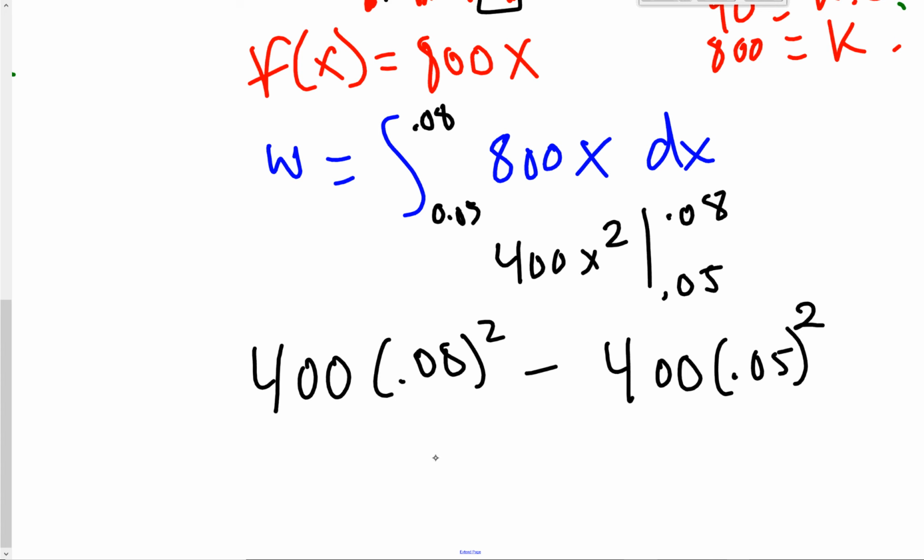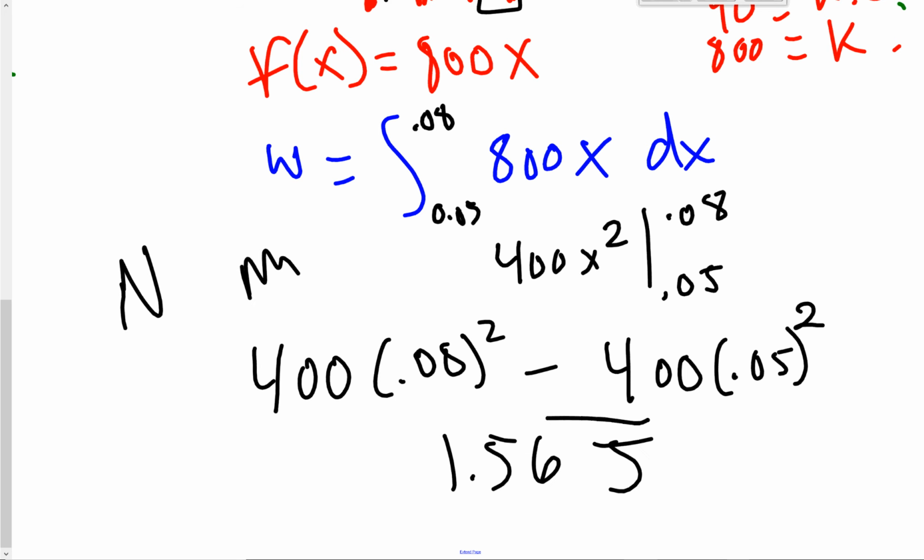And I get 1.56. And because I'm in newtons and in meters for my distance, this is in joules.